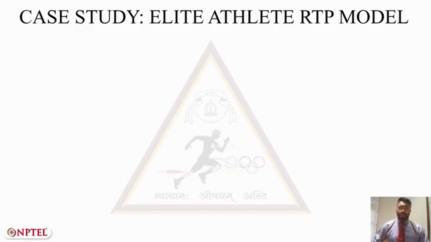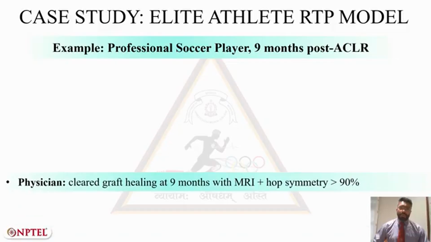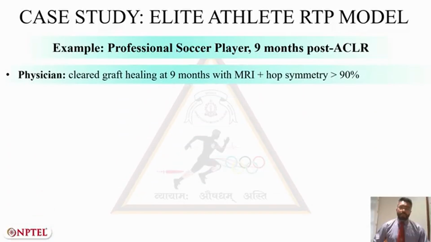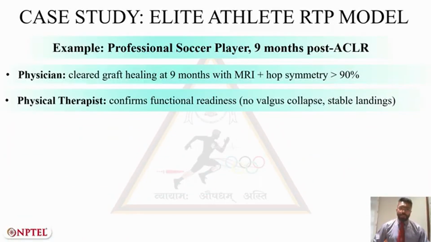Let's see a case study of an elite athlete RTP model. A professional soccer player 9 months post ACL reconstruction. The physician's role is to clear that the graft healing has taken place adequately using clinical tests and imaging if required. He finds that the hop symmetry or limb symmetry index is more than 90%. The physical therapist confirms that functional readiness has been achieved and there are no abnormal movement patterns.